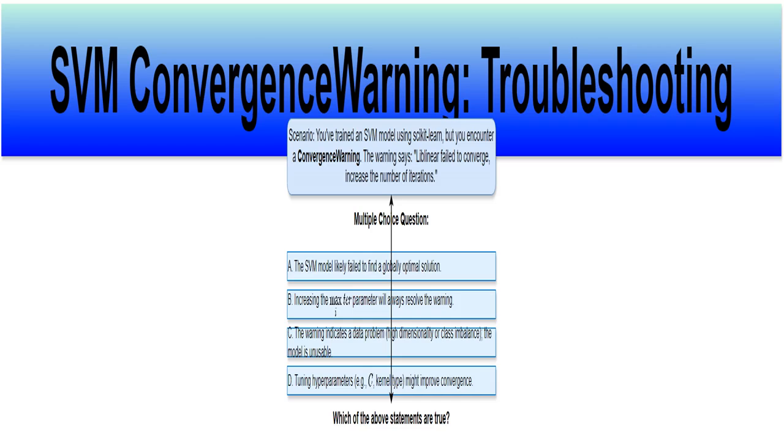I'm tackling a common issue in support vector machine, SVM, training, the convergence warning. This warning pops up when the algorithm used to train the SVM model doesn't find the best solution within a set number of tries, iterations. Think of it like searching for the lowest point in a valley. The algorithm might stop before reaching the very bottom.